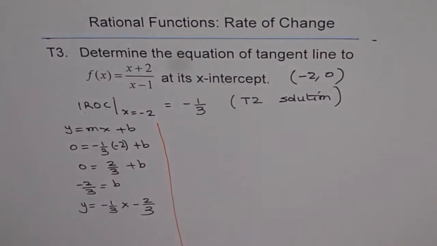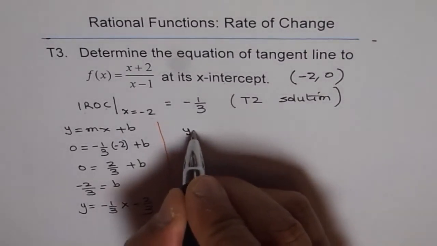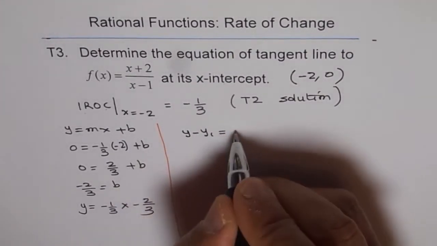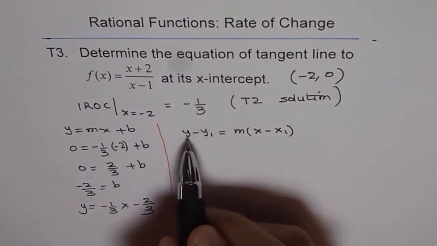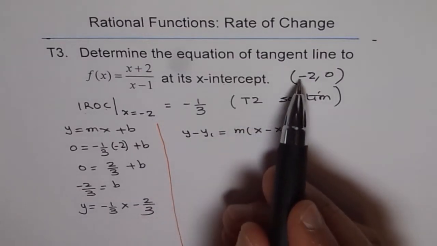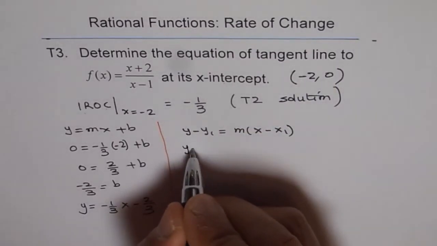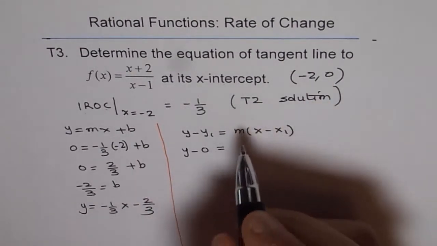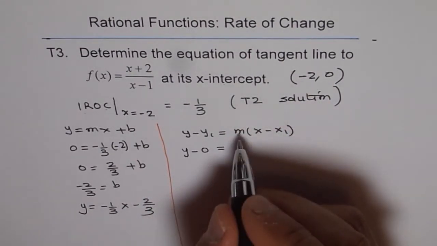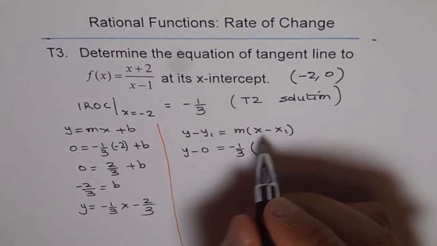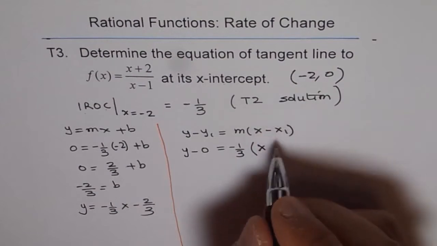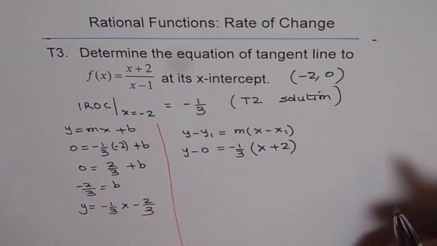If some of you are writing this equation of the line in standard form, then you can use this formula, that is y minus y1 equals m times x minus x1, correct? Now, we have our point, which is minus 2, 0, so we get y minus 0, that is y1, and x1 is minus 2. Slope is minus 1 over 3, so minus 1 over 3 times x minus minus 2, which makes it plus 2, right? That is it.